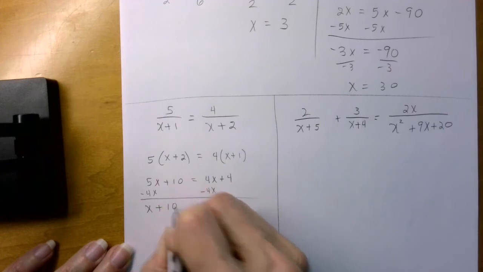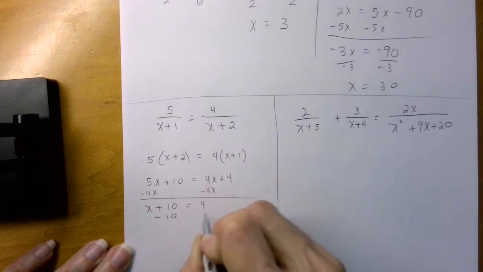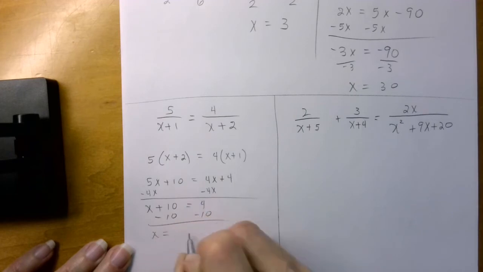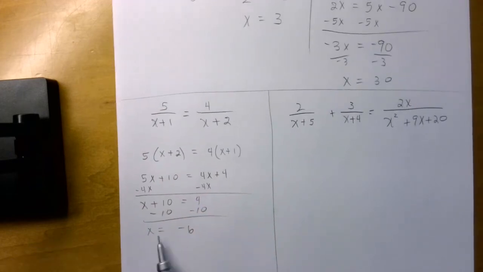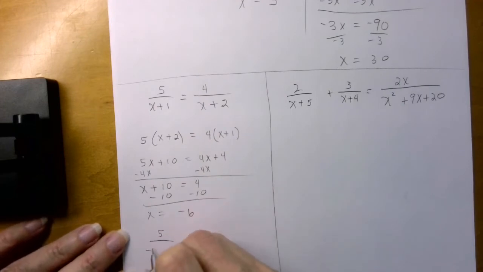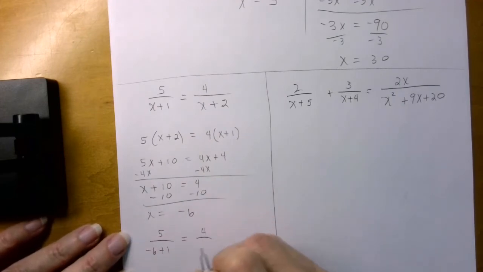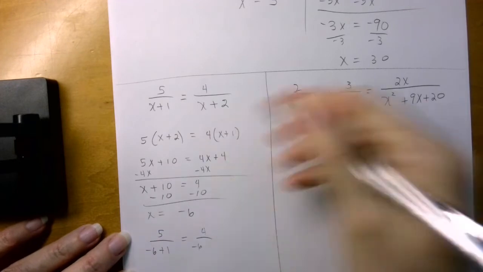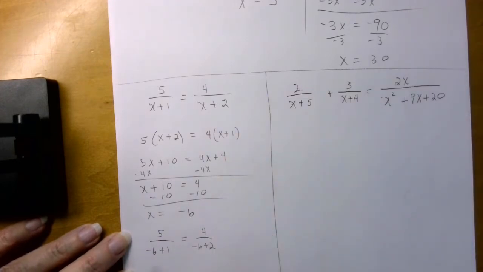Subtract 10 from both sides. x equal negative 6. You can always go back in and obviously check your answer. Substitute this guy back into your original and just double check it. You know, this is going to end up being 5 over negative 6 plus 1 equal 4 over negative 6 plus 2. So this is going to end up being negative 5 over negative 5 equal 4 over negative 4, negative 1 equal negative 1. So in fact, it does check and we're good to go.